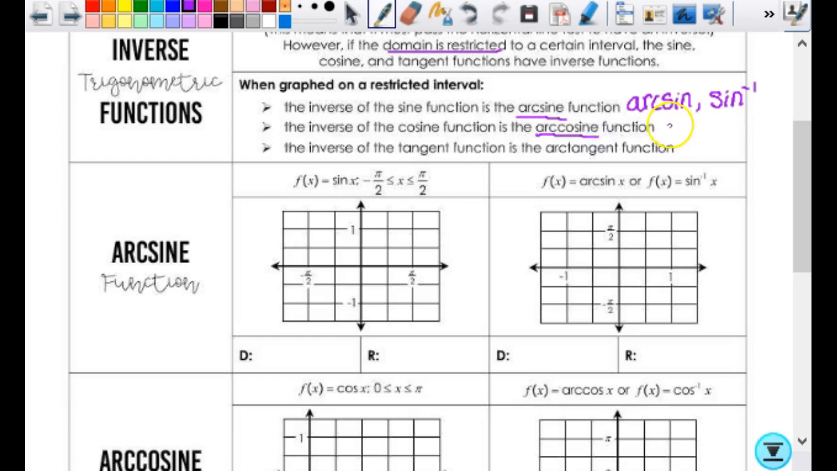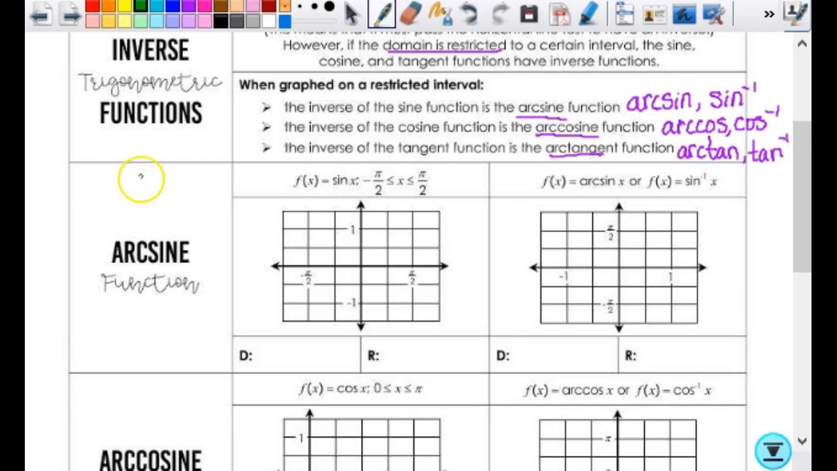So just like that, arc cosine would be written like this. And then arc tangent would be like this. Okay? Either one of them, you don't write them both, obviously, but they mean the same thing. So we're going to talk about arcsine first.